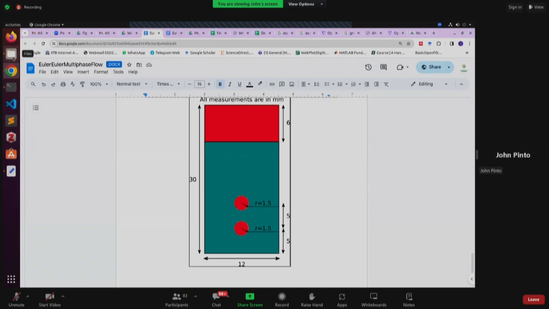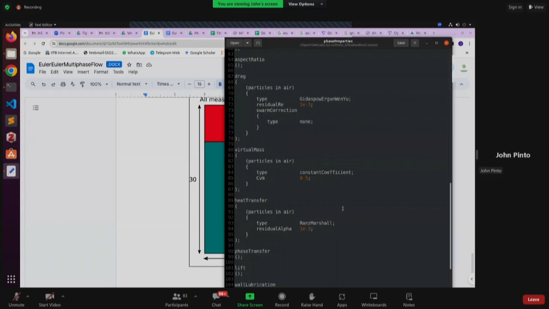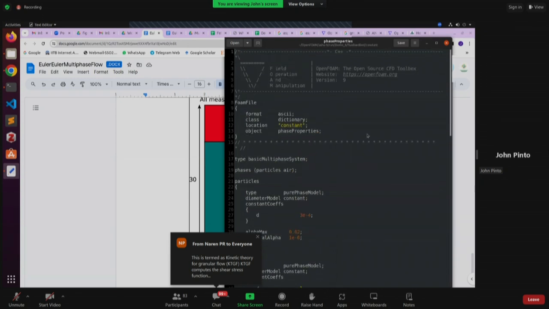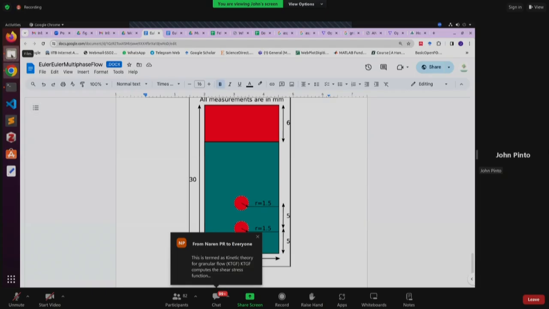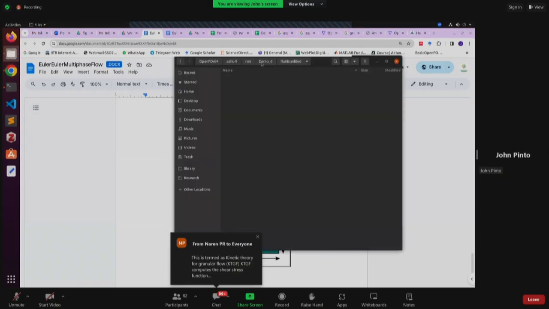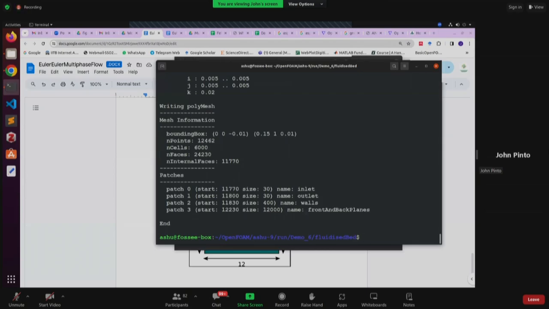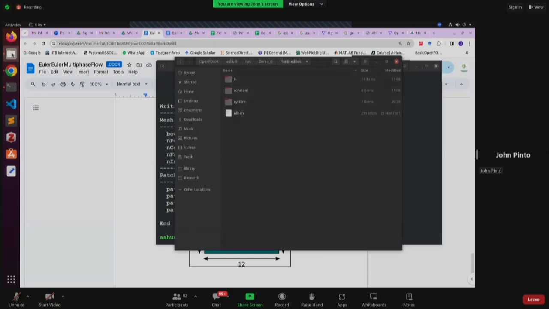Again, phase transfer and wall lubrication, all those things we are not considering. Now to run this, again, I have added the decomposed product. So what you need to do is go to your fluidized bed, which I've already opened in the terminal. Type blockMesh and then setFields. I should have shown the setFields for this.